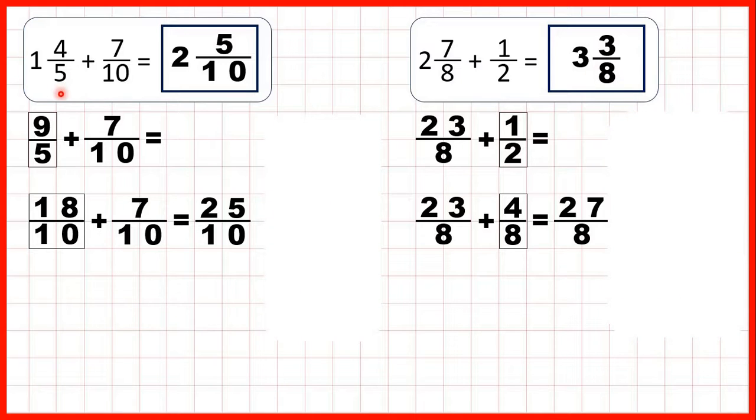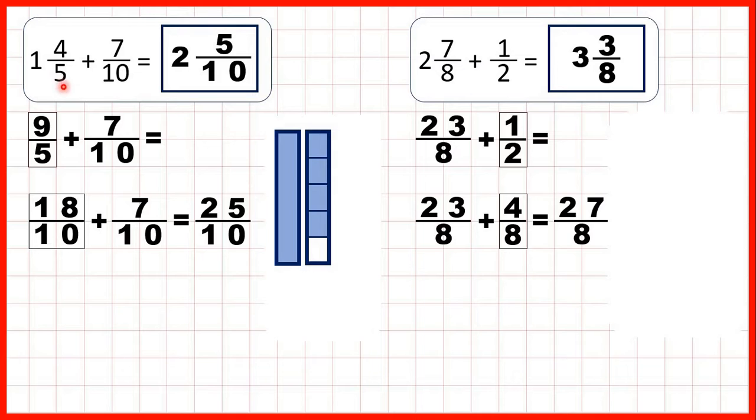So let's think about what we did here. For this first question, we started with 1 and 4/5, and we were adding 7 tenths. We changed 1 and 4/5 into an improper fraction, so into 9/5, but because we were adding tenths, we needed to change those 9/5 into 18 tenths. When we put that together with the 7 tenths, we got 25 tenths, and then we turned that back into a mixed number, because 25 divided by 10 is 2 remainder 5, so that's 2 and 5 tenths.